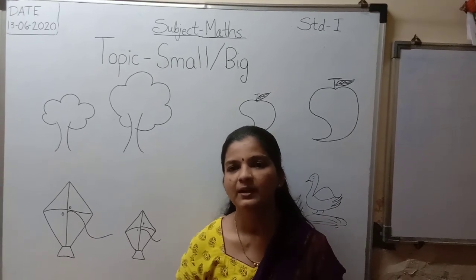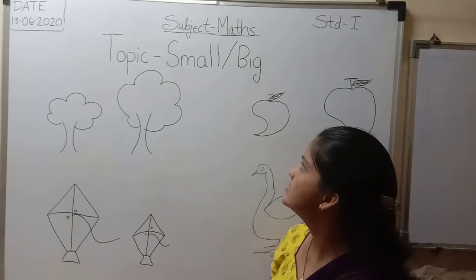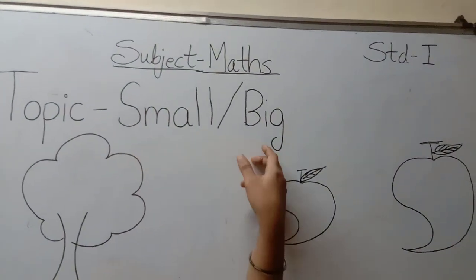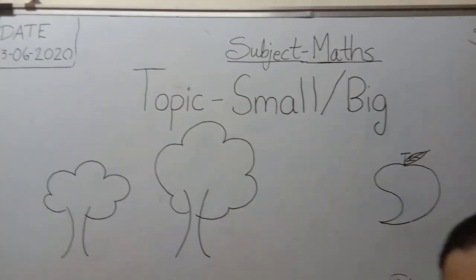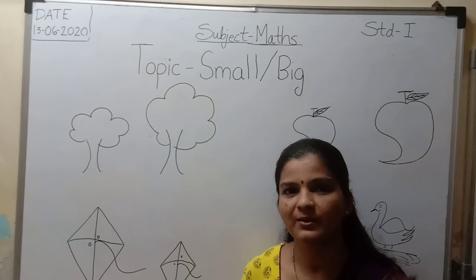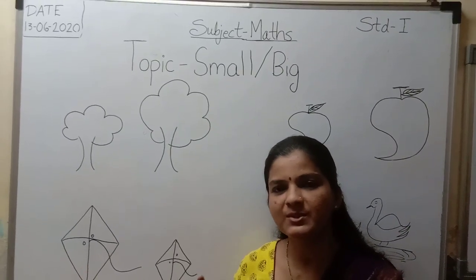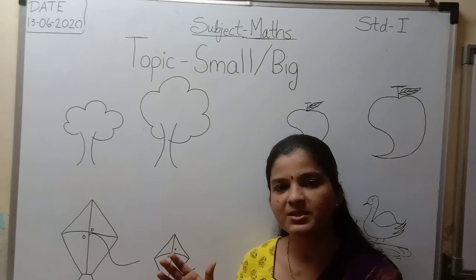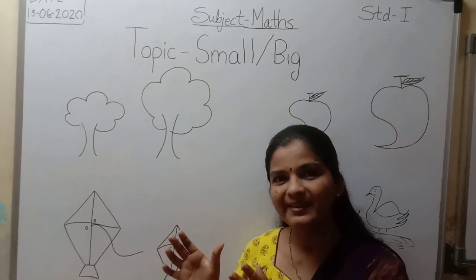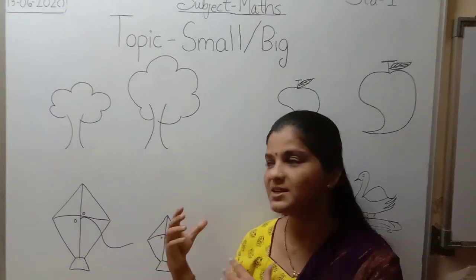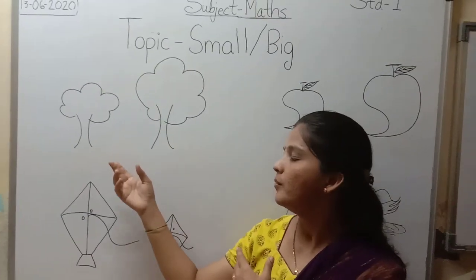Okay children, now let's begin with the subject maths with the topic that is small and big. Small and big means the object which is small in size. Whichever object you see, looking at the size of the object, it is clear that the object is small or big. So here you just have to compare between the two objects.